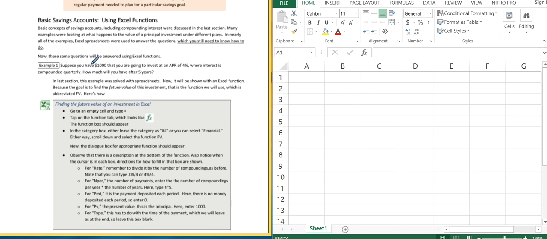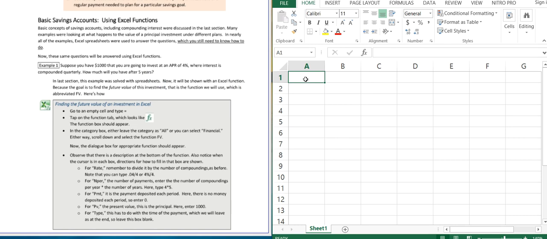All right, so suppose example one, $1,000, we're going to invest at an APR of 4% and interest is compounded quarterly. We want to determine what we will have after 5 years. So this is an exact one that we did in the last video, and we set it up with an Excel spreadsheet. So this time we're going to use the FV function.